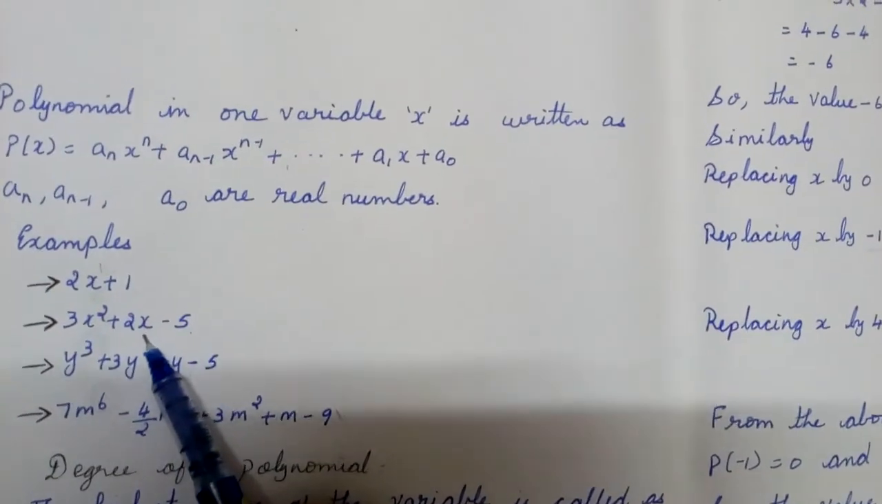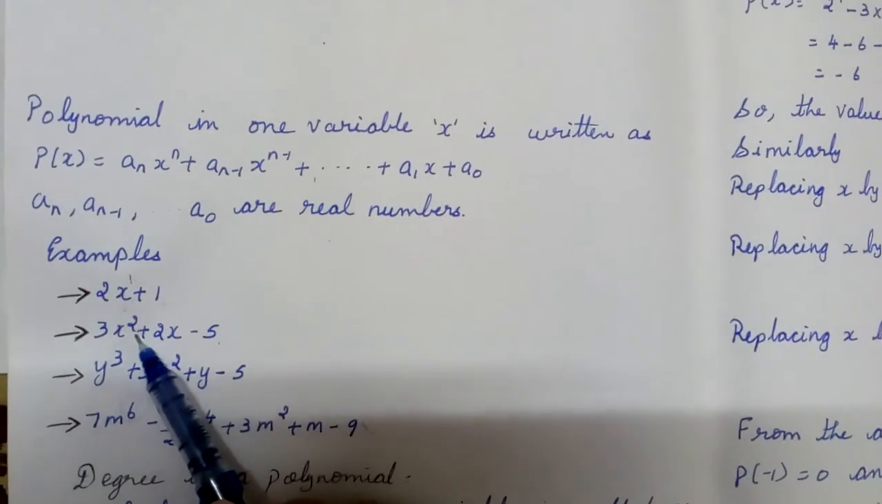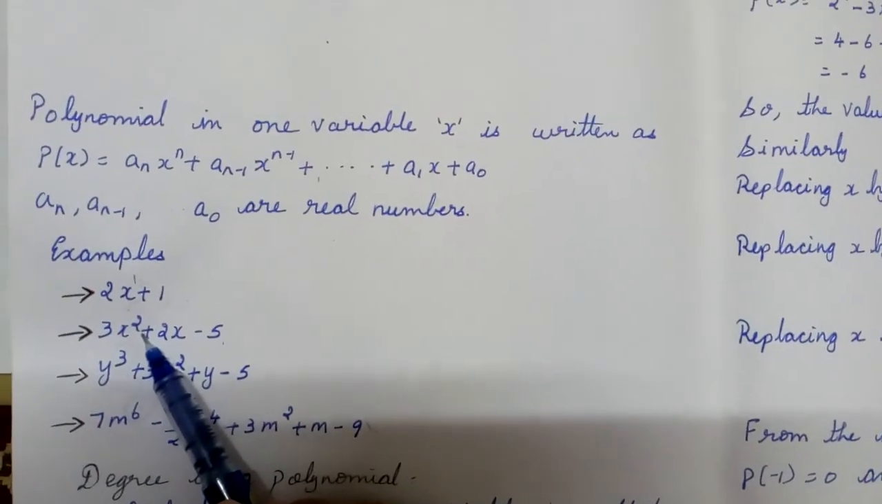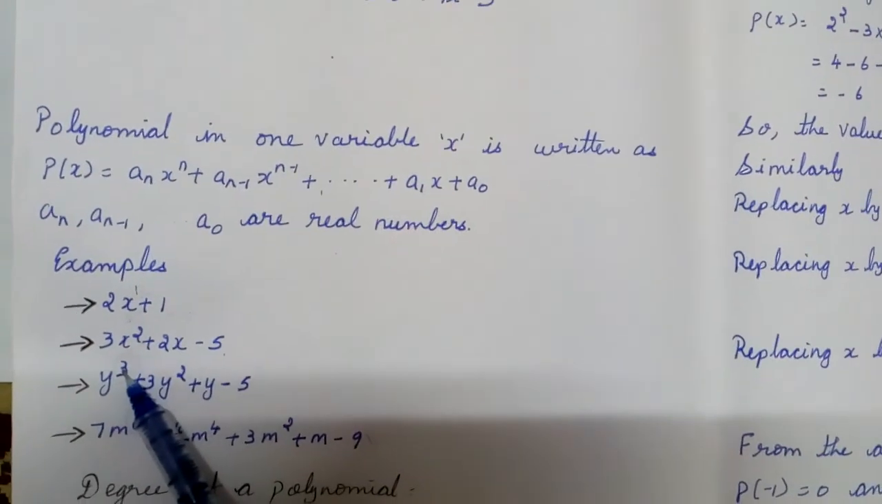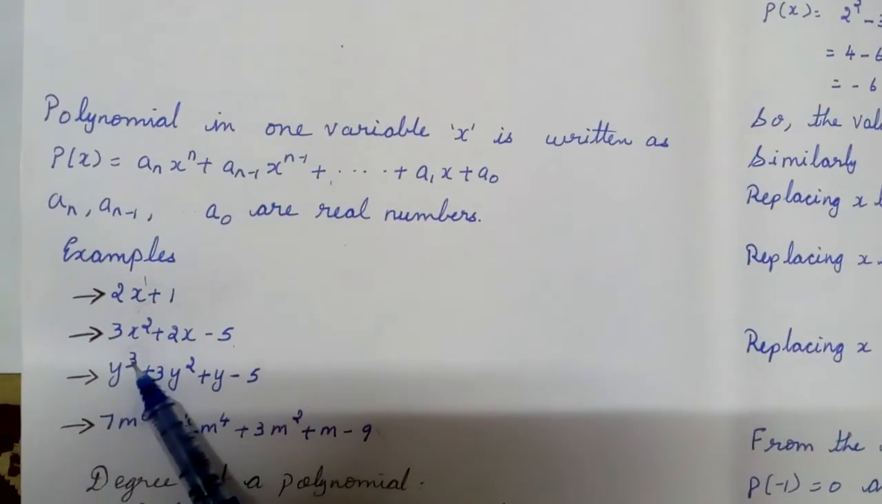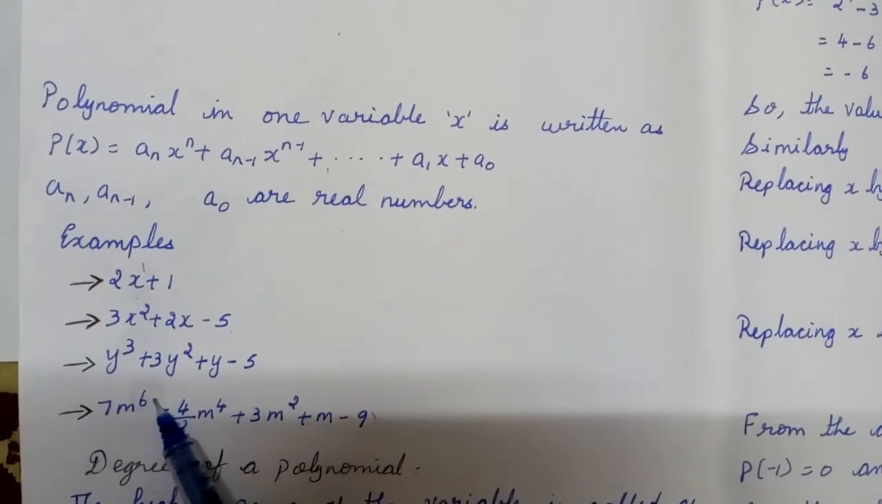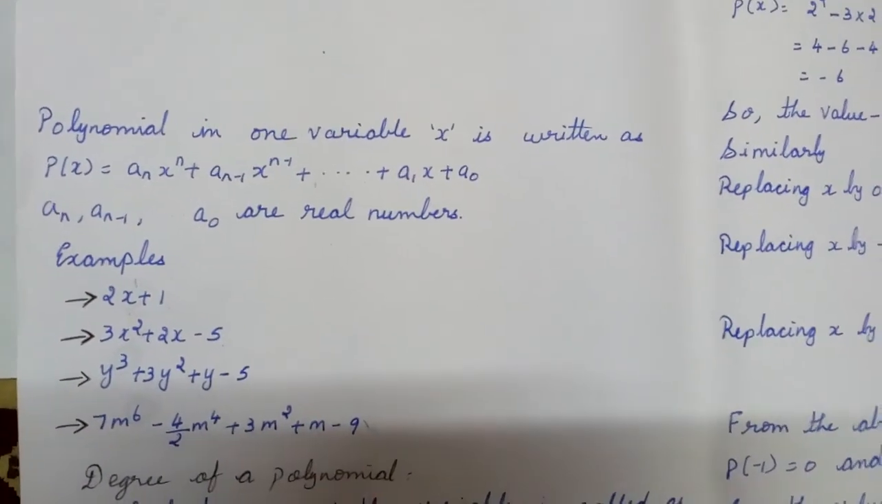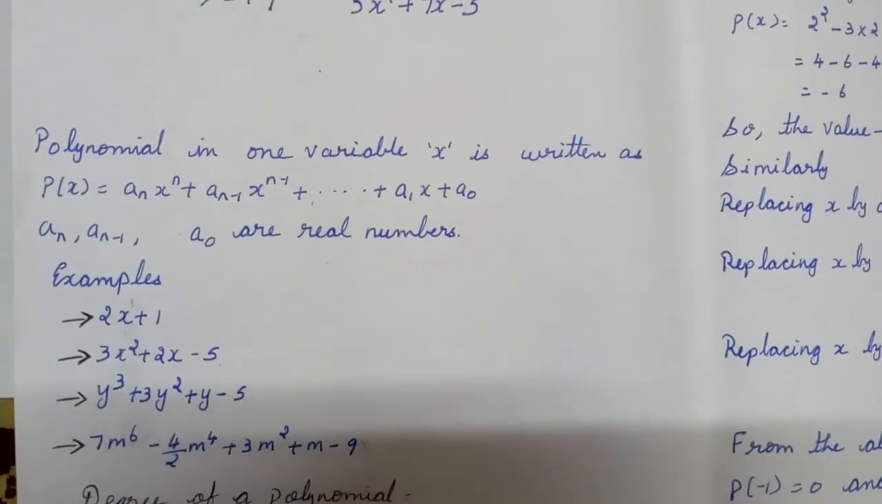When you consider this, the highest power of the variable here is 2. So, the degree of this polynomial is 2. In this, the highest power is 3. So, the degree of this polynomial is 3. And in this, the highest power is 6. So, the degree of the polynomial is 6. Now, based on the degrees, the polynomials are classified into three types.